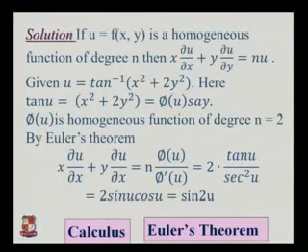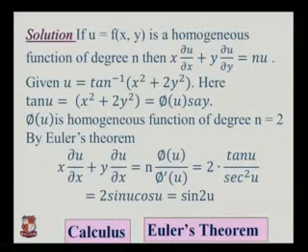Given u is equal to tan inverse of x square plus 2y square. Here tan u is equal to x square plus 2y square, say phi of u. Then we can see that this is a homogeneous function of degree n, because we can take x square common. We have 1 plus 2 y by x whole square. So with degree 2 it is a homogeneous function.